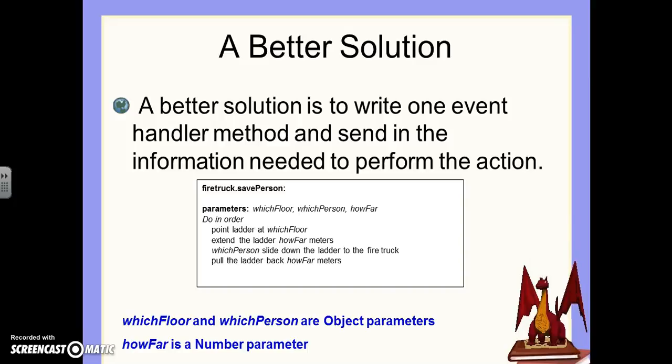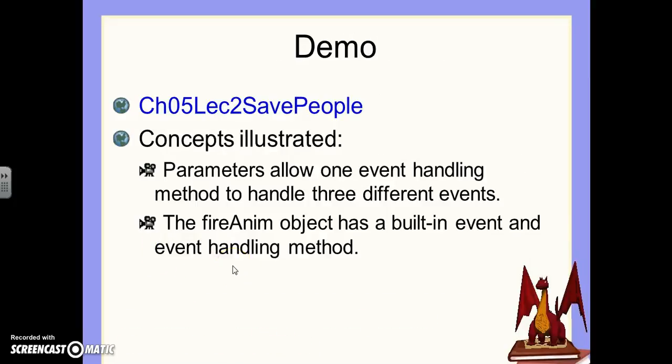And to write the method, we are going to use a do in order control structure. We'll point the ladder at which floor, we'll extend the ladder how far, depending upon which floor is selected, and then which person is going to be the person that's going to slide down the ladder and be rescued. Then the ladder is going to be pulled back the same amount of meters. So we are going to use which floor, which person as object parameters, and how far will be a number parameter. So let's take a look at the demo here to see how this code is written.